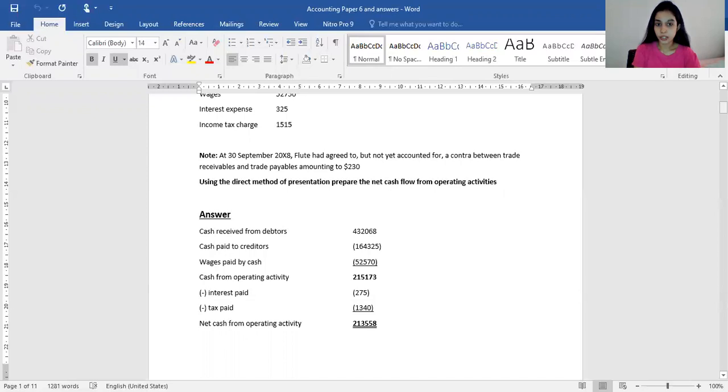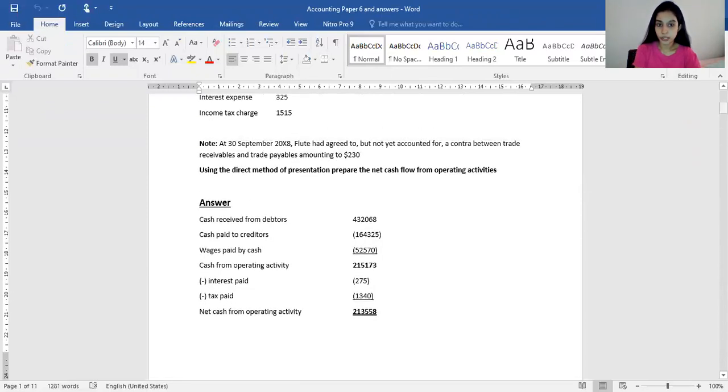I've simply given you all the answer for this question. The requirement of this question is to, using the direct method of presentation, prepare the net cash flow from operating activities. You just have to show the operating cash flow under this.